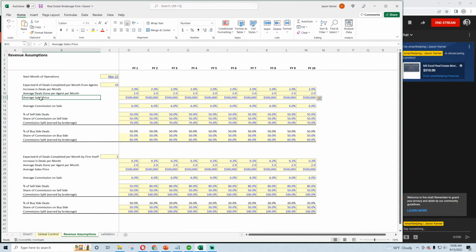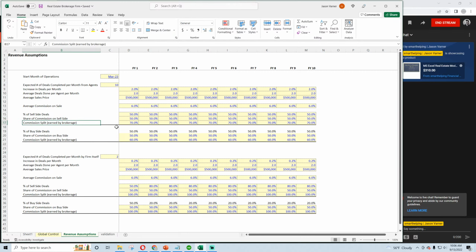We have the average sales price of each deal. So this is like a KPI you're going to track over time, and kind of like a configuration where you say, okay, we shoot for this average sales price for our market and for the agents. Average commission on the sale, the sell side split of that, the share of commission on the sell side, and then the commission split earned by the brokerage.